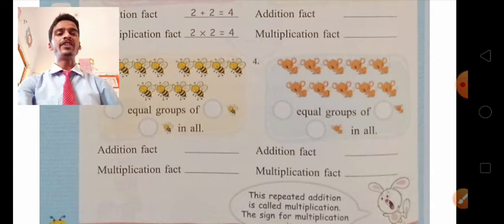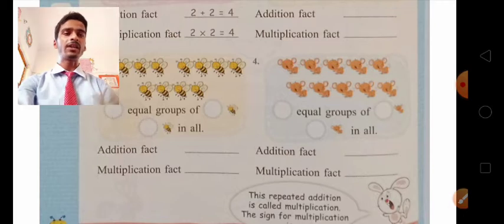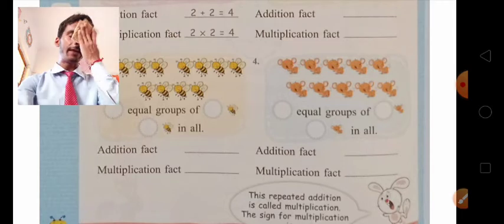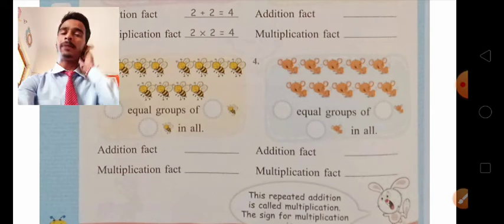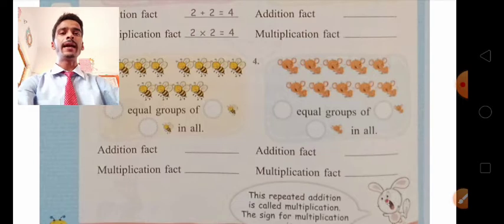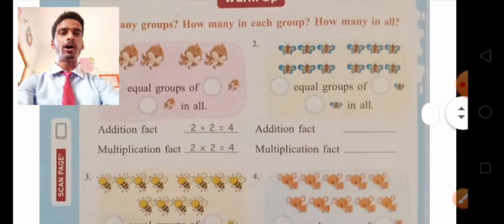And when we write the addition fact, we can write 5 plus 5. And the multiplication fact will be 2 multiply 5. Why 2 multiply 5? Because 2 is the number of groups, and 5 is the number of rats in each group. So 2 multiply 5 equal 10. There are 10 rats in all.